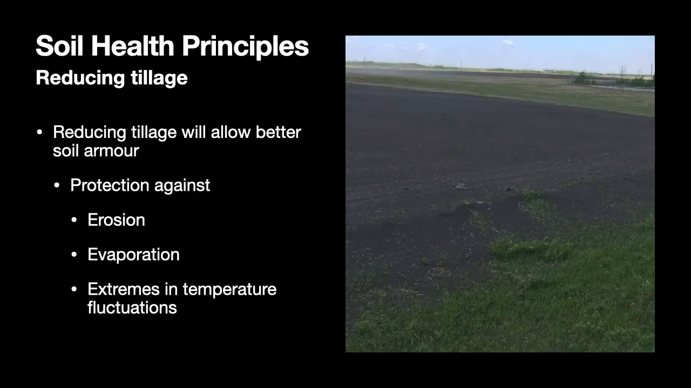So by reducing the tillage, it will allow better soil armor. And that soil armor is basically that old plant material that's lying on the surface. That's going to protect the soil against erosion, evaporation, and extremes in temperature fluctuations. So when we see a field, once again, like this field, where it's black when the sun's out, it's going to be spiking on temperature. If it gets cold, it's going to start dropping. Those microbes do not like those big changes, so we want to protect those microbes against these wild fluctuations in temperature. Never mind the evaporation and the erosion.